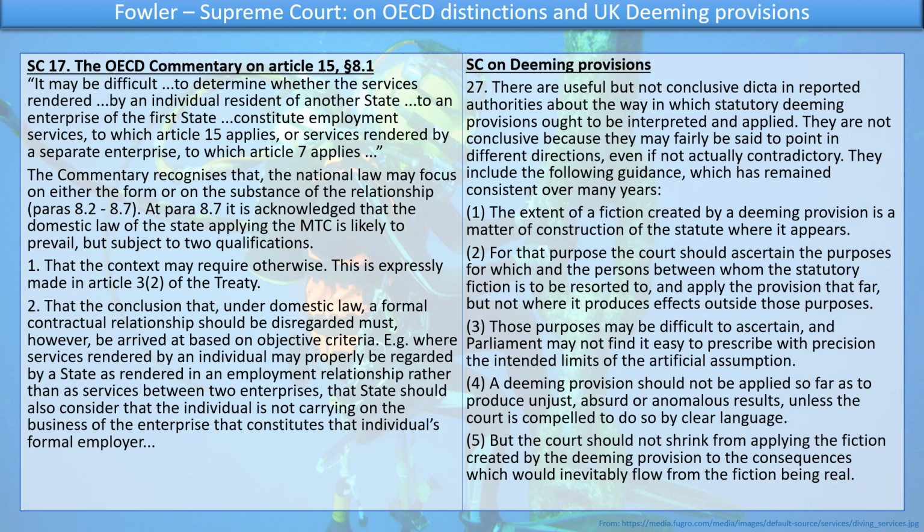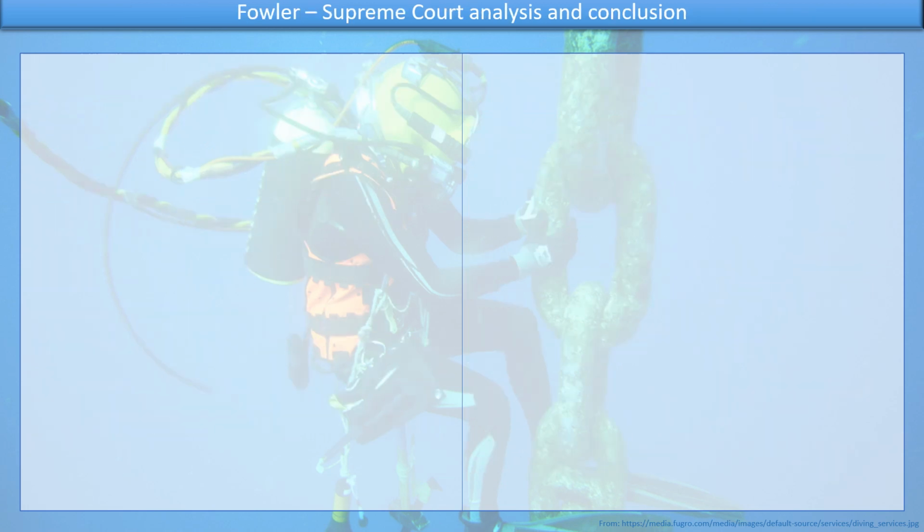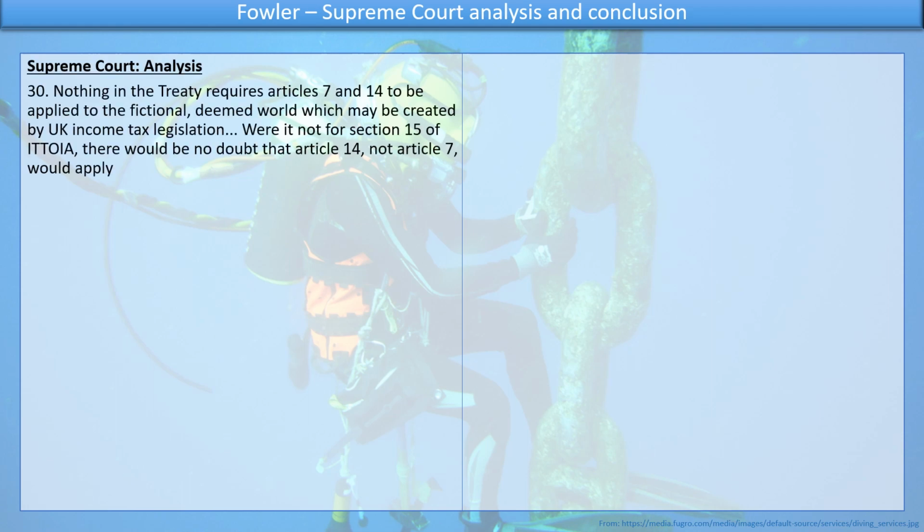So the Supreme Court lists the criteria from different decisions, but as is often the case, if you look at different decisions, one has a feeling that they may not come to opposite conclusions, but they definitely do not come to the same conclusions, right? And that's also what the Supreme Court says here in the first paragraph in this column. So if we look at the Supreme Court analysis and conclusion, the Supreme Court says nothing in the treaty requires Article 7 and 14 to be applied to the fictional deemed world which may be created by UK income tax legislation.